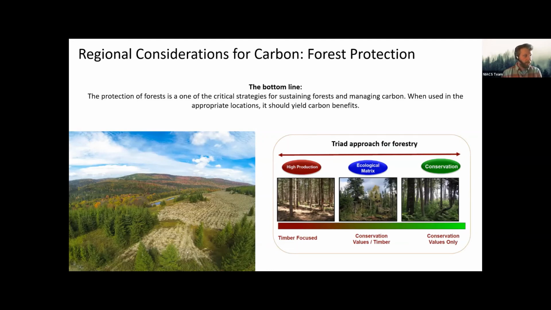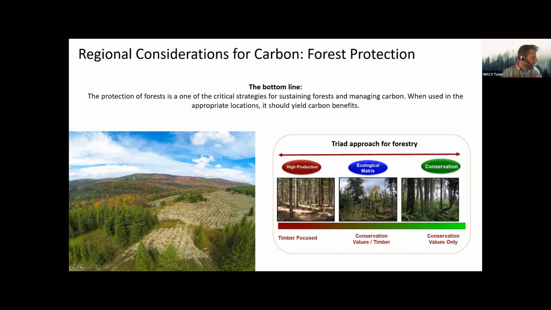where you can have conservation values in protected forests. You can have a balance of values in timber and conservation. And then you can have some areas that are really timber focused, to meet the needs for fiber and fuel. And by having all three, we can really balance all of the benefits, including carbon.